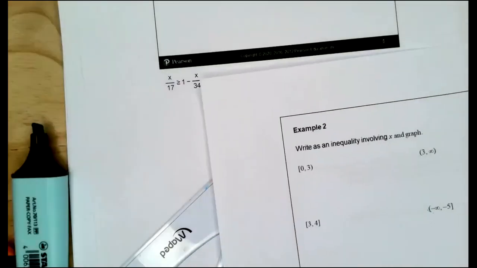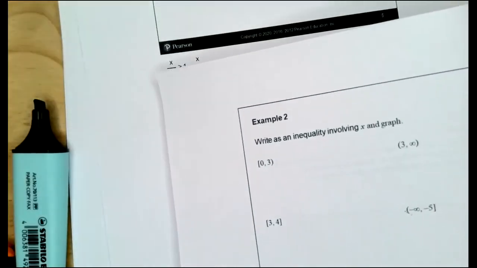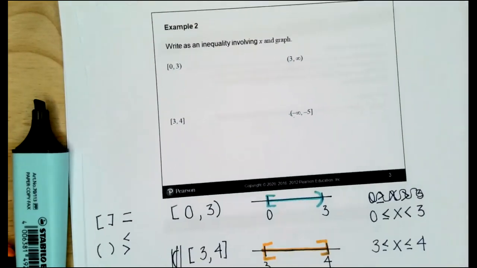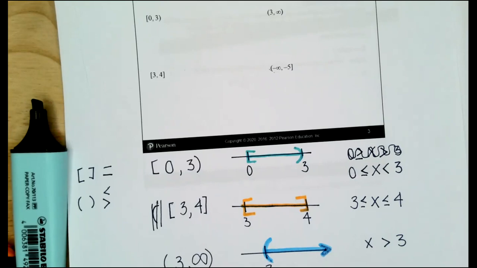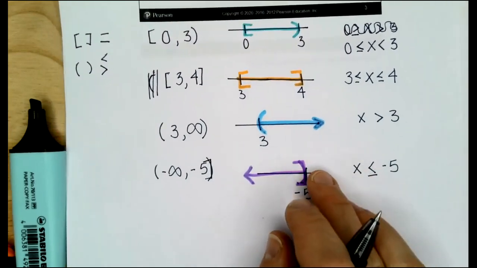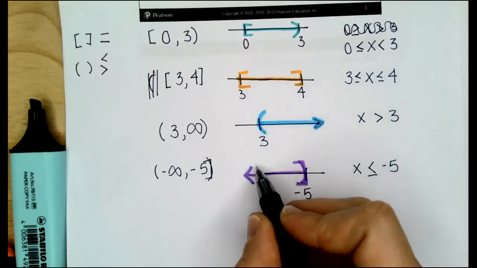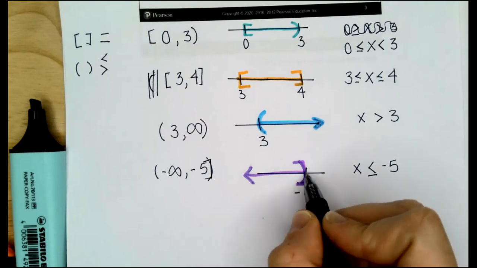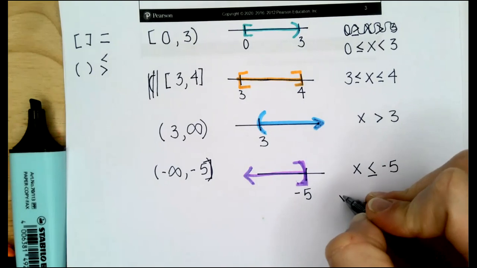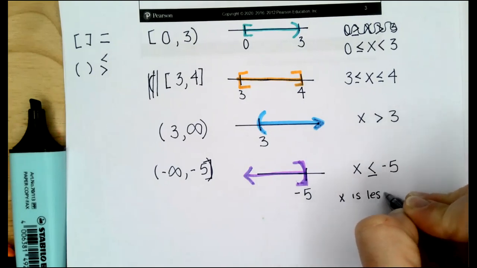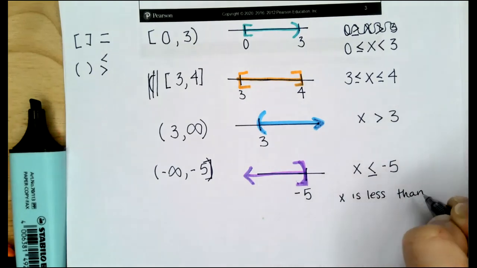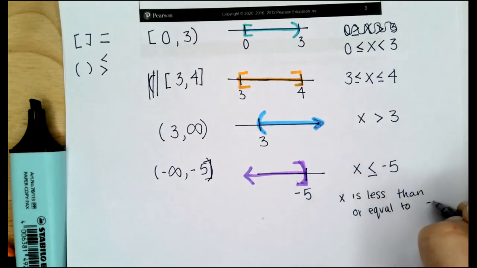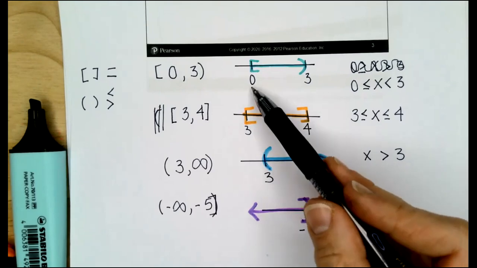All right, I feel like I should maybe go back. Because we've got these, right? The arrow is going in that direction, so x is less than negative 5. Because it's a bracket, it's equal to. So x is less than or equal to negative 5, right? But for these, it's a little bit harder.